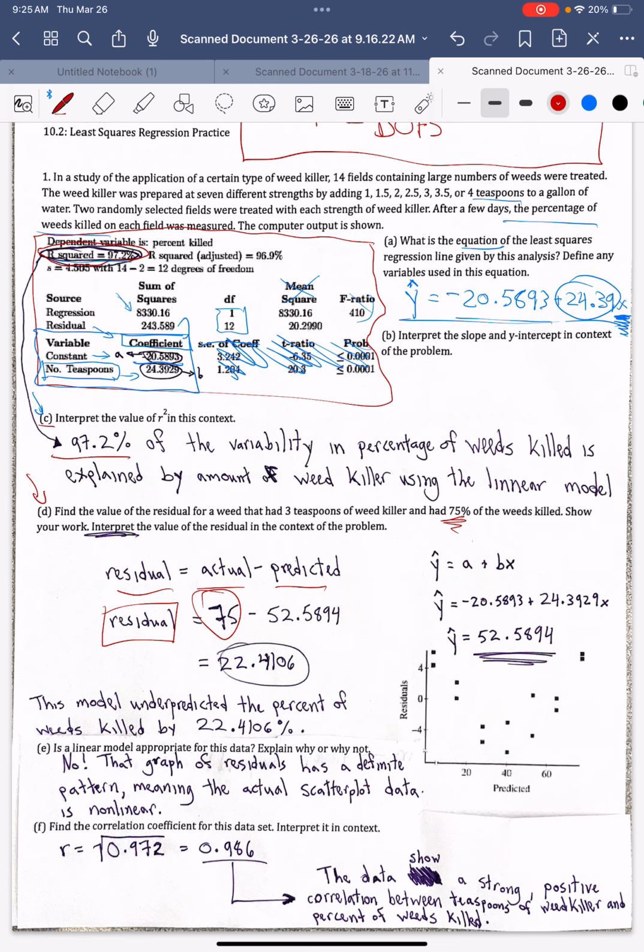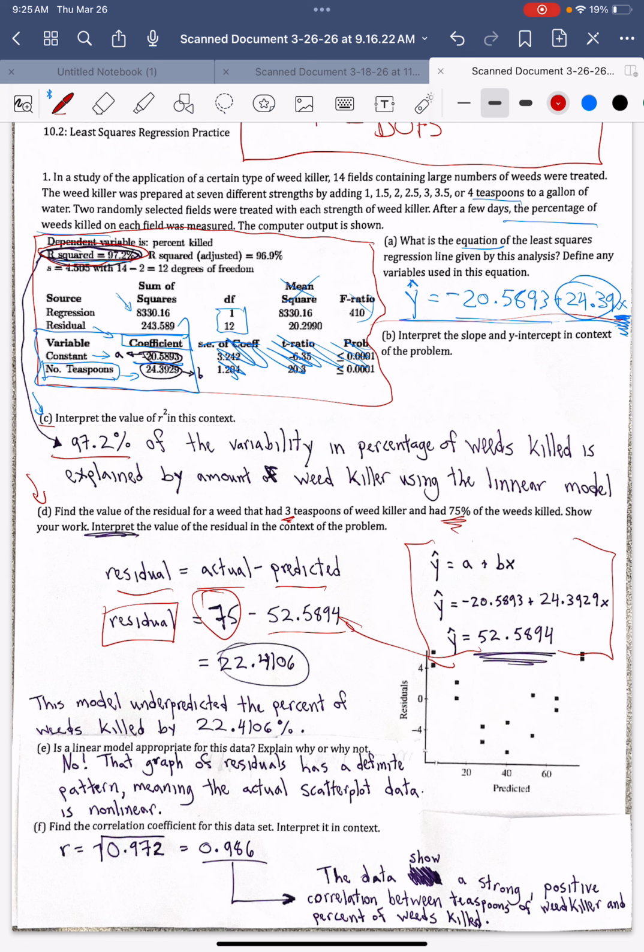They gave it to us actually. And then we plug in our predicted, doing the work I did over here. We used our equation and we just plugged in the value 3 for X. And that gives us 52.5894, and you plug that into our equation. You should get a residual of 22.4106.